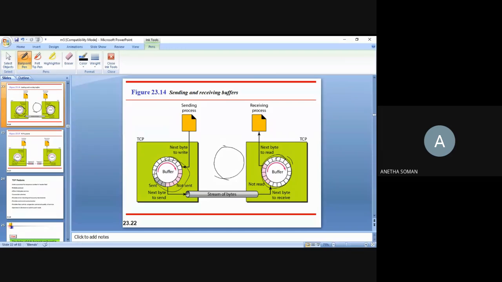So when a byte is read by the receiving process, the chamber is recycled and you have empty chambers again. Once it is read by the receiving process, the concept of recycling takes place. That means they will become white chambers. Again, once it receives the data, they will move into the colored section because it is ready to be read by the receiving device. So these are the types of sending and receiving buffers in TCP. Understood? This is the second type of service it provides.